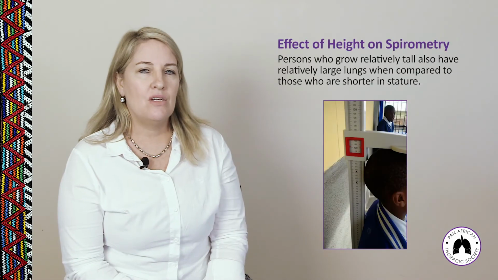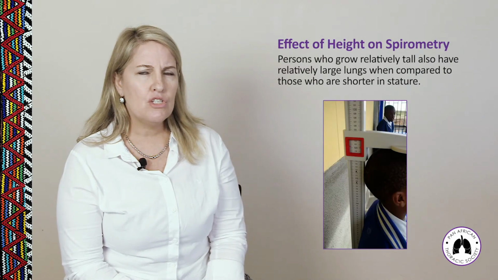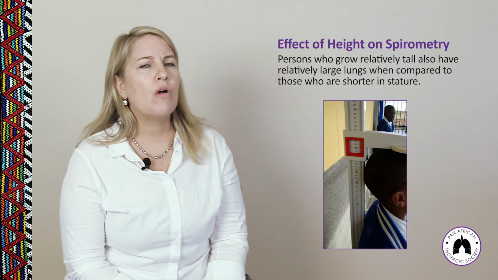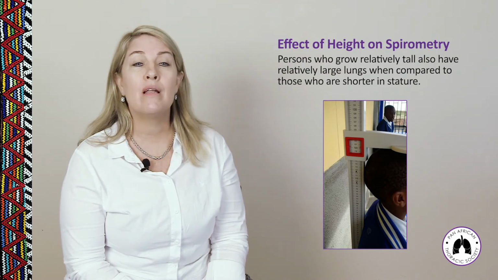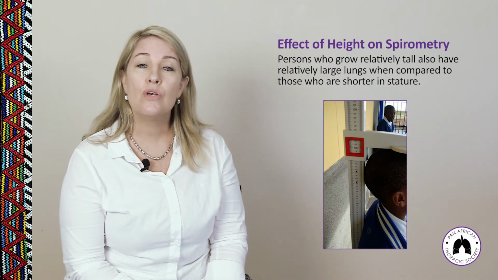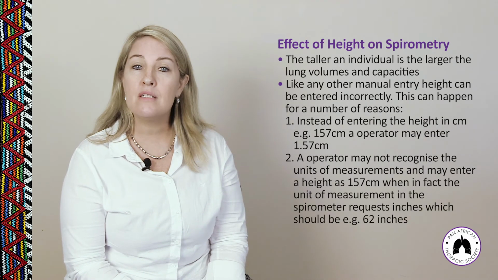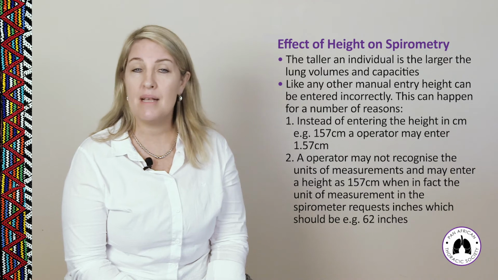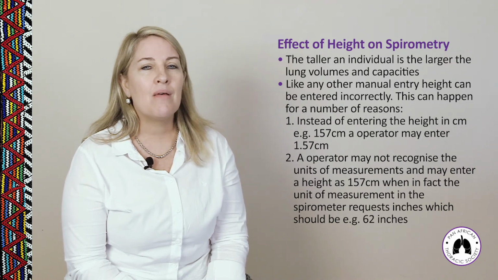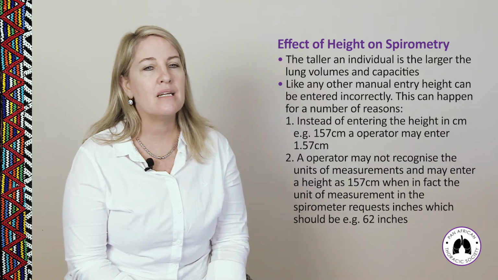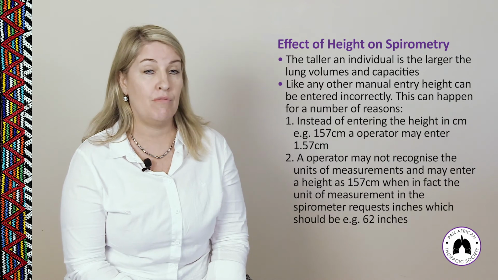Let's look at height on spirometry. Naturally, persons who grow relatively tall also have relatively larger lungs than those who are shorter in stature. So the taller an individual is, the larger his lung volumes and capacities. And like any other manual entry, height can be entered incorrectly for a number of reasons.